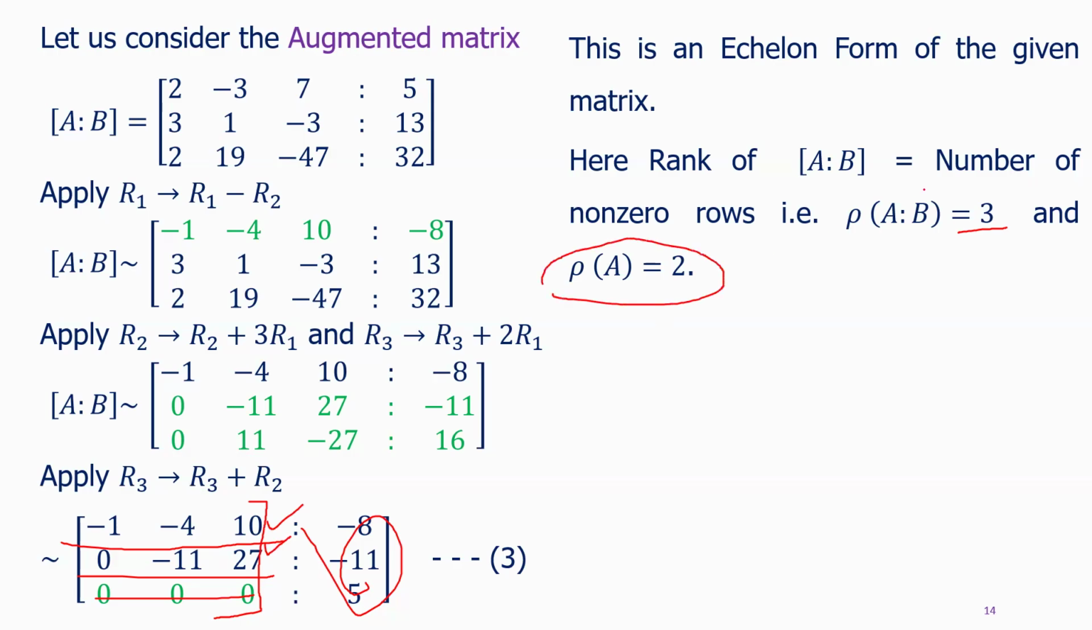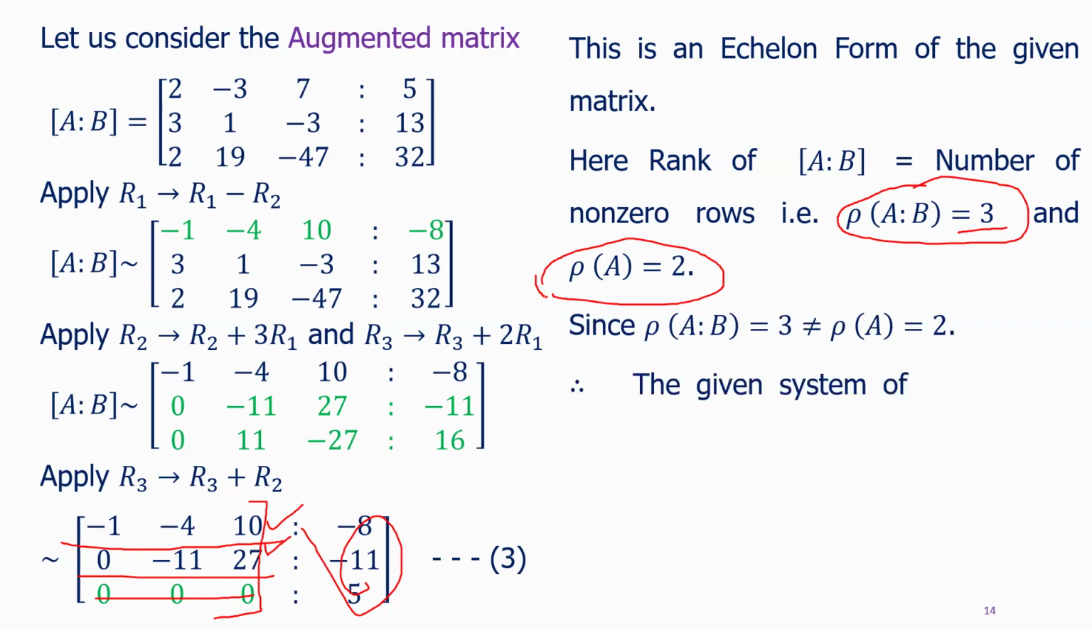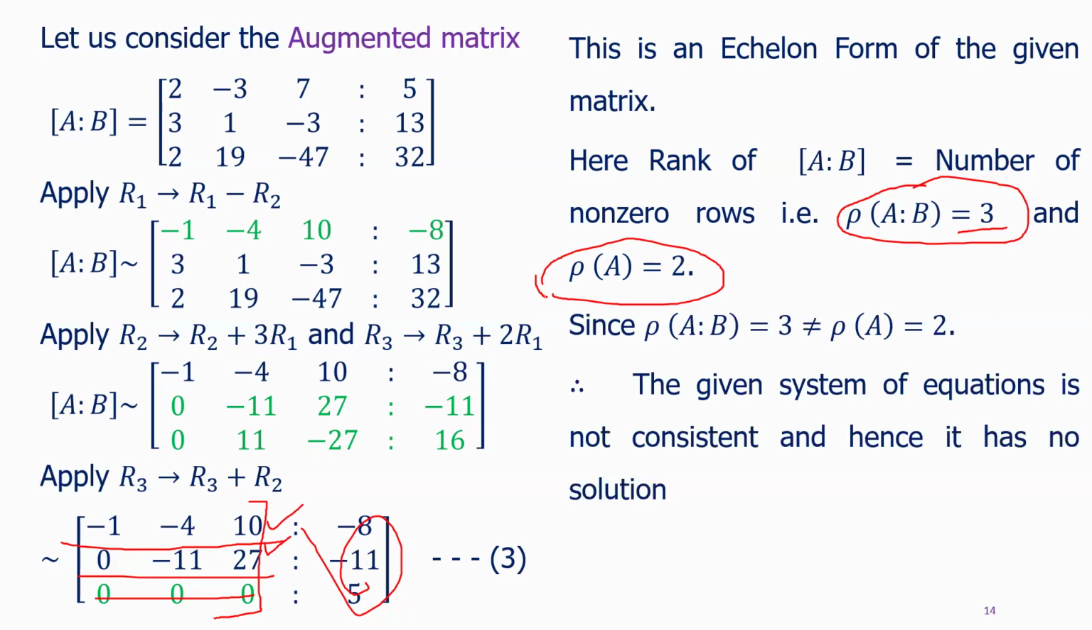So here, the rank of the augmented matrix is 3, and the rank of the coefficient matrix is 2. Since both are not the same, the system is not consistent. Hence, the given system of equations is not consistent and has no solution, so we are not able to get a solution of the given system of equations. So this is our answer. Thank you very much.